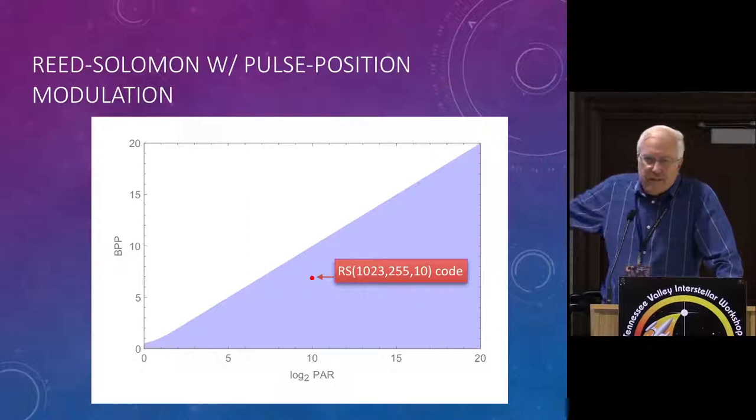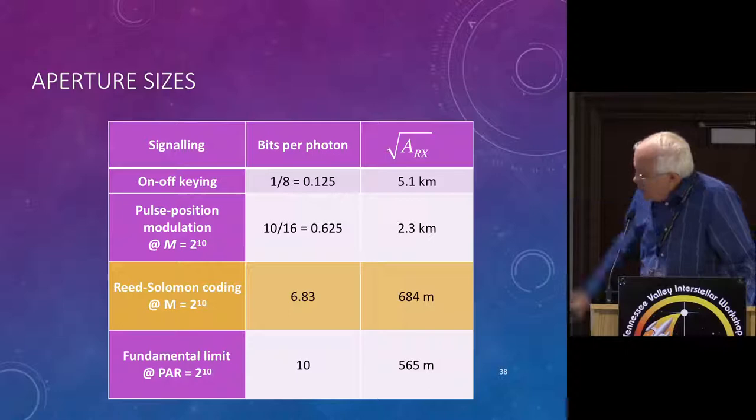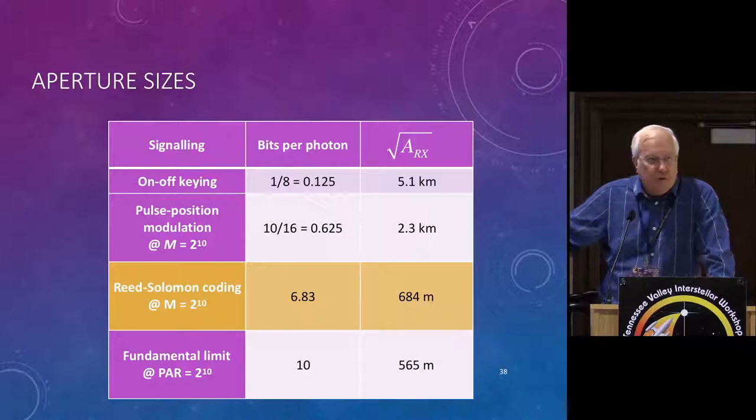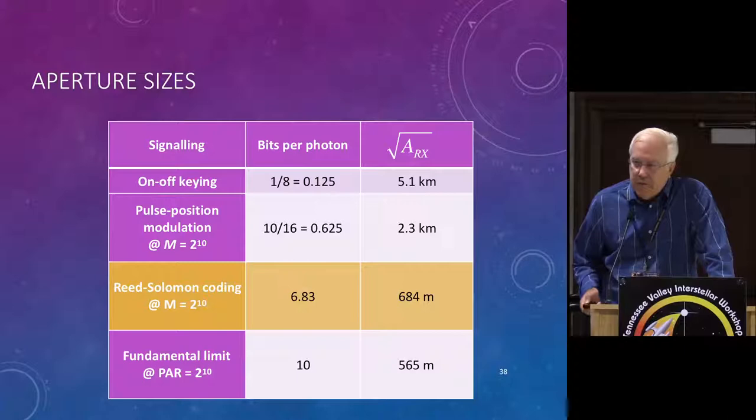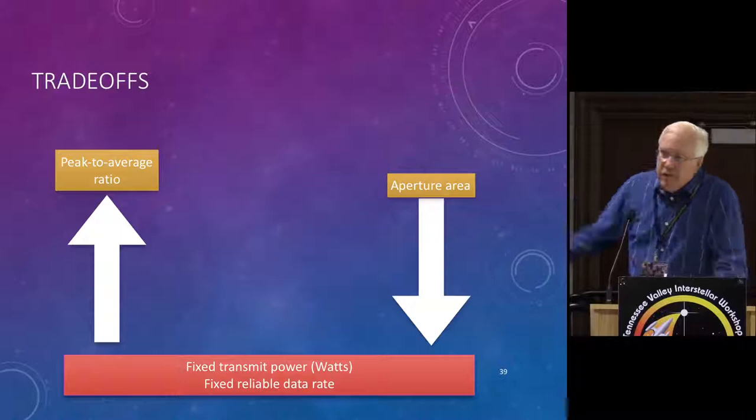So this is the final row in my table, reducing the aperture size to 684 meters. And that 684 can be reduced further by using more sophisticated coding techniques, but that's an early indication of what we can do. So the trade-offs that we're looking at here: if we have a fixed transmit power and fixed data rate, and we want to reduce the aperture area, how do we do that? The aperture area being the dominant cost in the system.